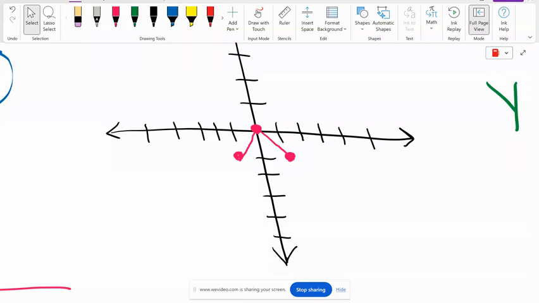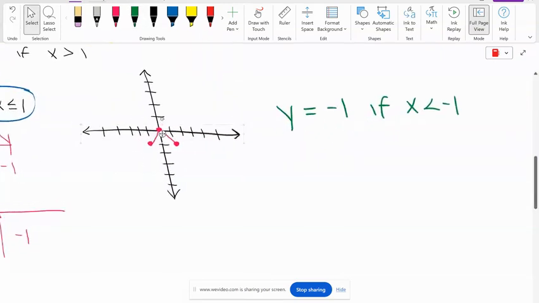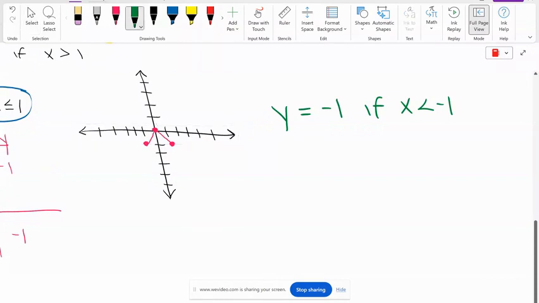A closed circle trumps an open circle. So if there's supposed to be an open circle from one thing and a closed circle from another thing, you keep it closed. So closed circle trumps an open circle. So now we're just going to go y is equal to -1 if x is less than -1. So that's going this way.